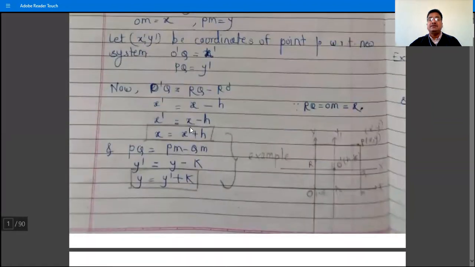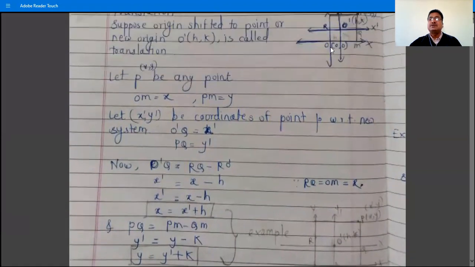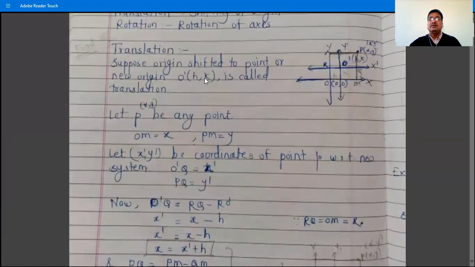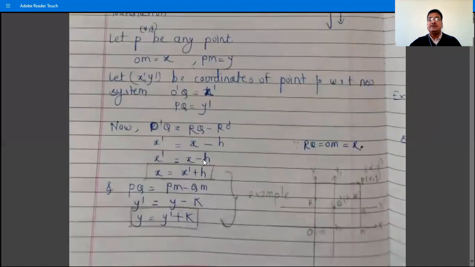And therefore X dash is X minus H, and therefore X is X dash plus H. Suppose this distance is H and this distance is K. Because the coordinate of O dash is HK, this perpendicular distance from O is K, and this distance from O up to this point is H, meaning RO dash is H. Therefore X is equal to X dash plus H.